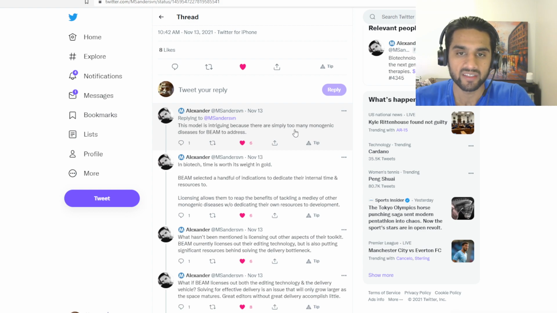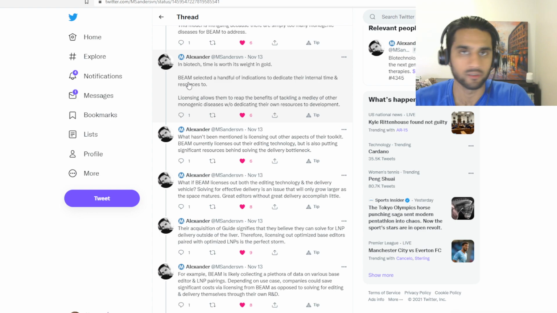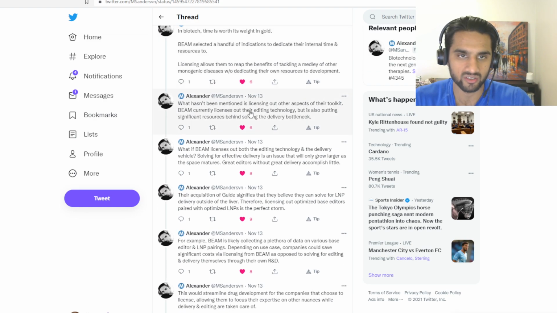The model is intriguing because there are so many monogenic diseases for Beam to address. Again, huge total addressable market. Biotech time is worth its weight in gold. Beam selected a handful of indications to dedicate their internal time and resources to. Licenses allow them to reap the benefits of tackling a medley of other monogenic diseases without dedicating their own resources to development.